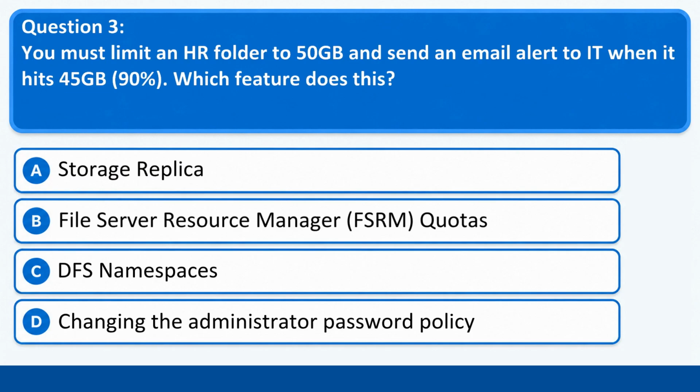Question 3. You must limit an HR folder to 50 gigabytes and send an email alert to IT when it hits 45 gigabytes, 90%. Which feature does this? A. Storage Replica. B. File Server Resource Manager, FSRM quotas. C. DFS Namespaces. D. Changing the administrator password policy.